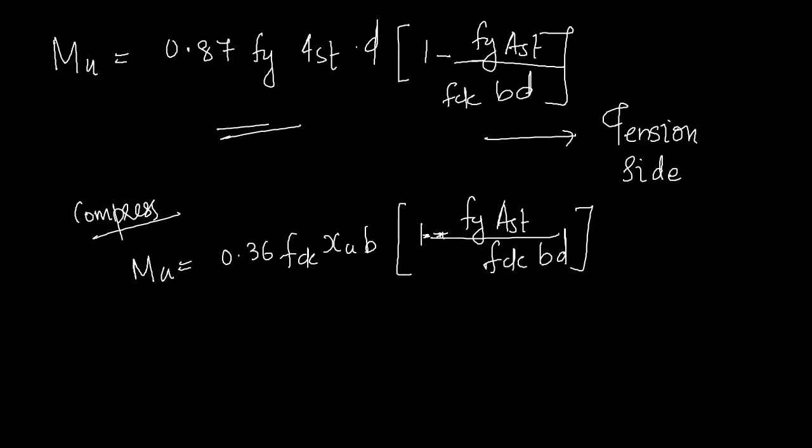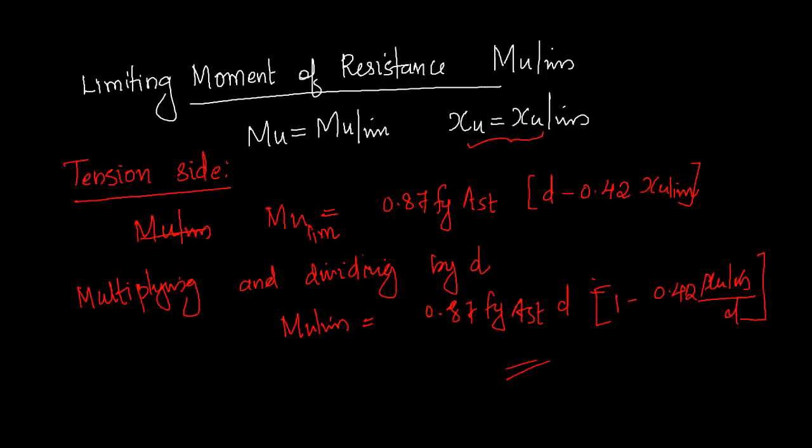Then we derive the limiting moment of resistance. We have to derive the expression for the limiting moment of resistance, or you can say Mu limit. This moment of resistance Mu will reach the limiting moment when the neutral axis depth xu reaches xu limit.